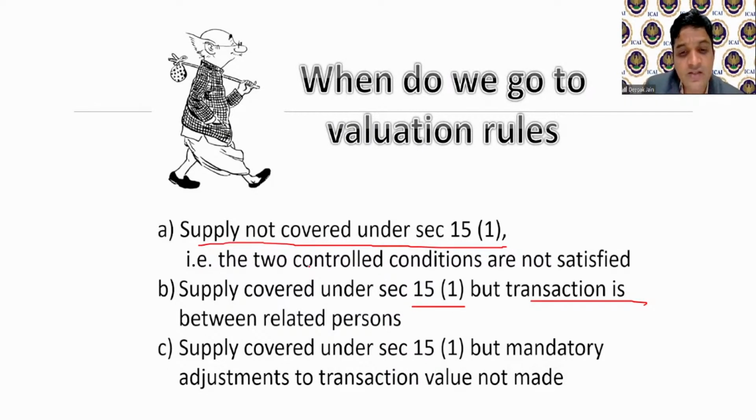What are mandatory adjustments? Mandatory adjustments are under 15.2: 15.2, those 5 additions, and 15.3, those 3 reductions. Those are mandatory adjustments.